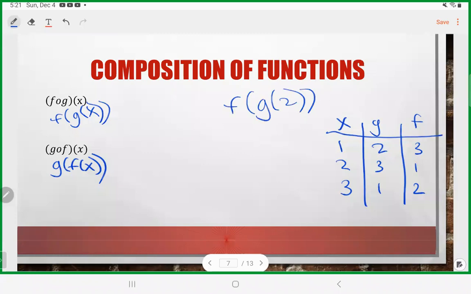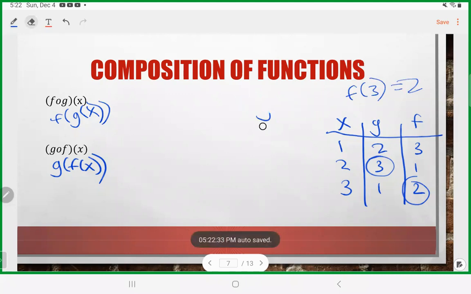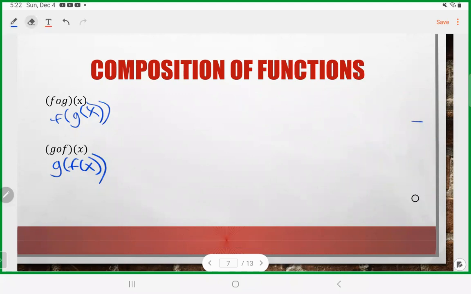So g of 2 is going to be equal to 3, right? So then what is f of 3? f of 3 is going to be 2, right? Because look, g of 2 is equal to 3, and then f of 3 is equal to 2. And sometimes they have you do problems like that. It's very nice. So that's why you sometimes need to use composition of functions. All right, so let's do an example, just a very quick one.